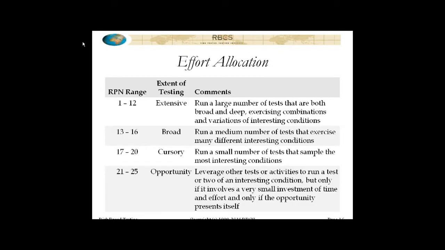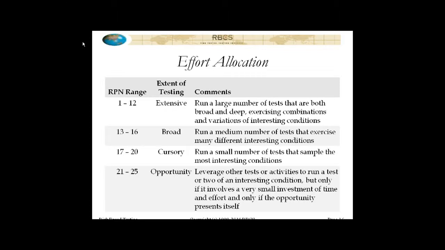Oops, pardon me. Got one slide ahead of myself there. Now, this is the effort allocation table for this particular project that shows the mapping of the risk priority number ranges to the extent of testing. Basically, any risk item that had a risk priority number between 1 and 12 was going to get extensively tested. 13 to 16 gets broad testing, 17 to 20 gets cursory testing, and 21 to 25 gets opportunistic testing.